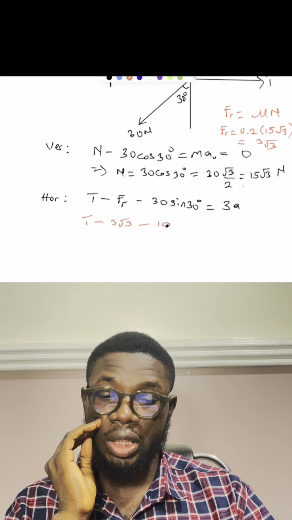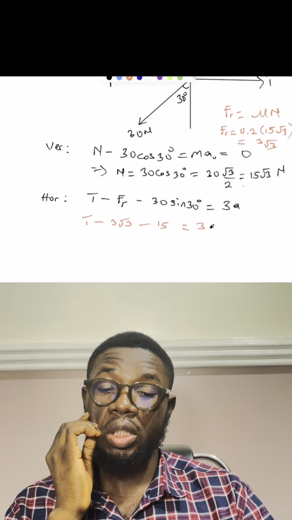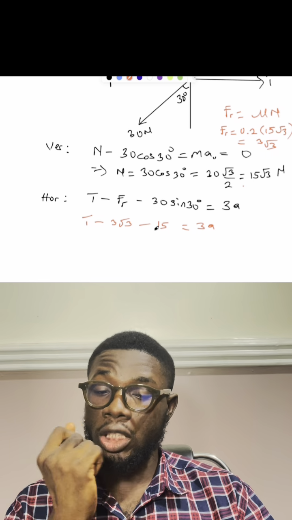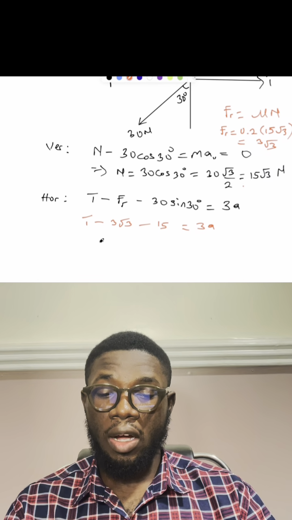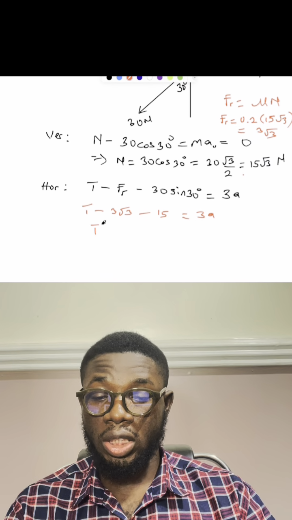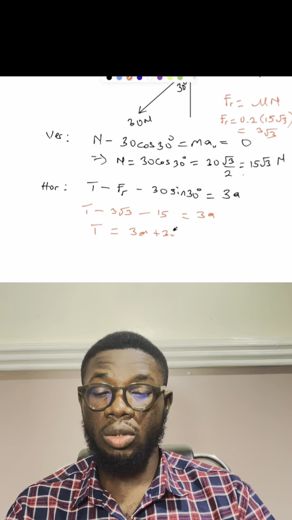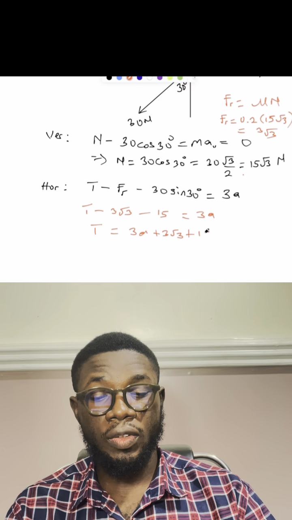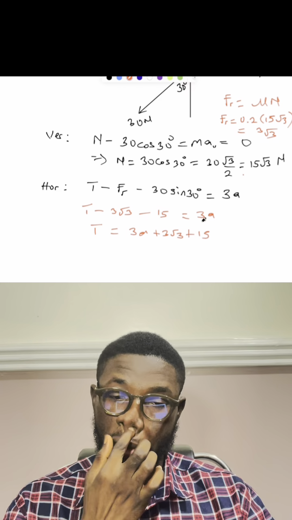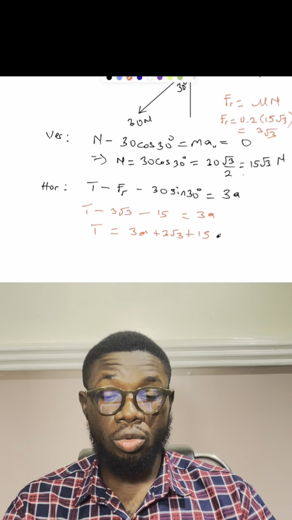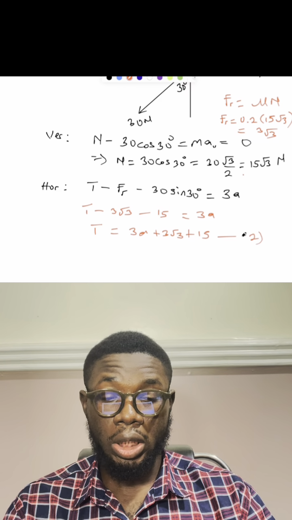So from here now we have tension minus 3 root 3 minus 30 sine 30 degrees, that will be 15, equals 3a. So what you need to do now is solve for T in this place. T will then be 3a plus 3 root 3 plus 15. I've just taken everything to the right hand side. You can call this one your equation 2.